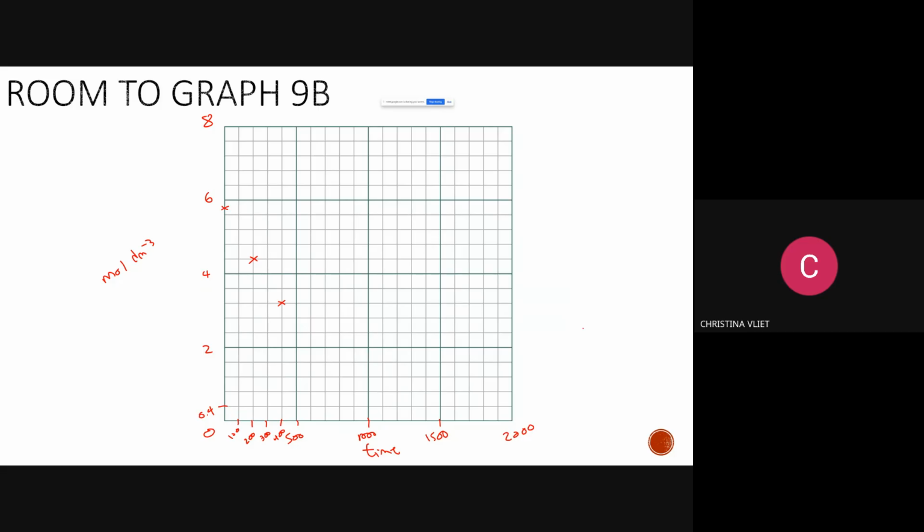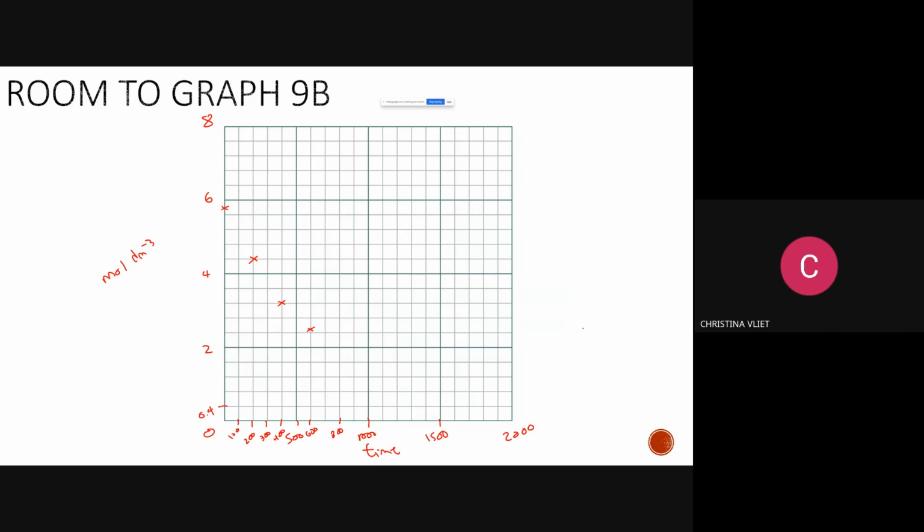I have a different scale on the other one, but our final answers should be similar at the end. You just have to plot your graph carefully. The next one is 602.5. That would go right there, because this is 2.4. Then 800, 1.7.